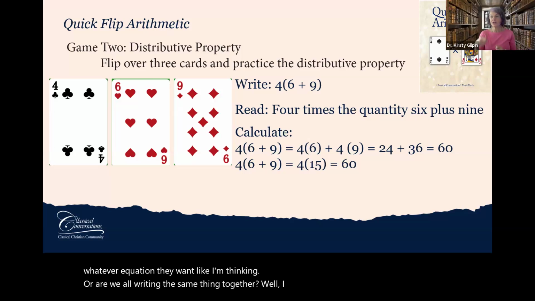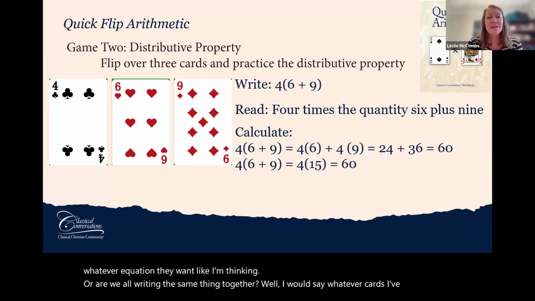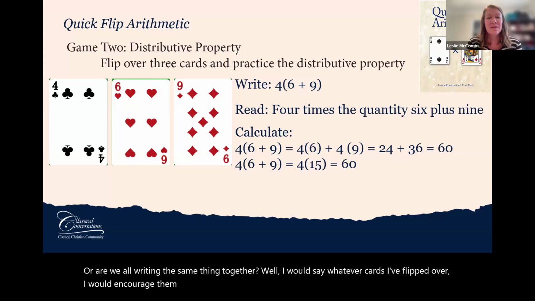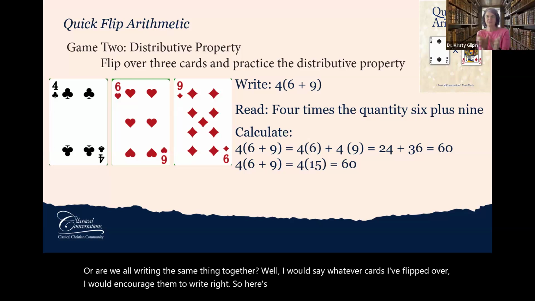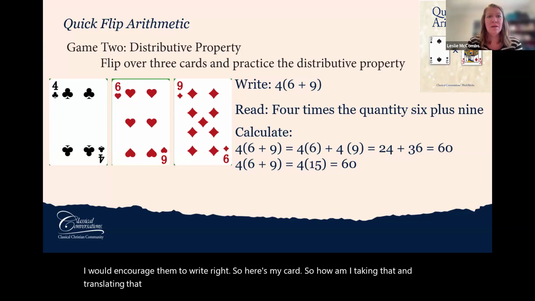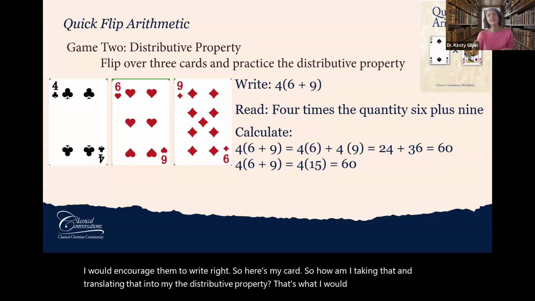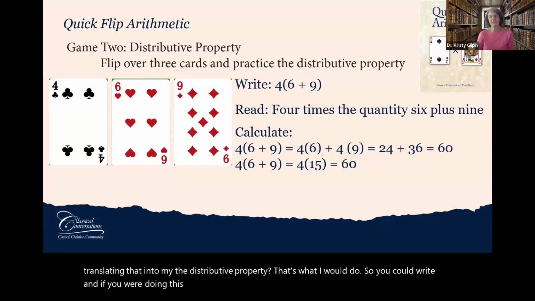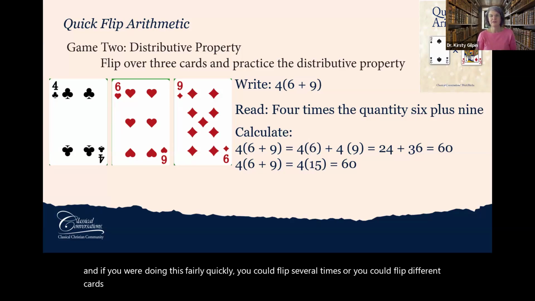I would say whatever cards I've flipped over, I encourage them to write. So here's my card. So how am I taking that and translating that into my distributive property? That's what I would do. Got it. So you could, right? And if you were doing this fairly quickly, you could flip several times, or you could flip different cards for different students, depending on your timing and your students in your class.